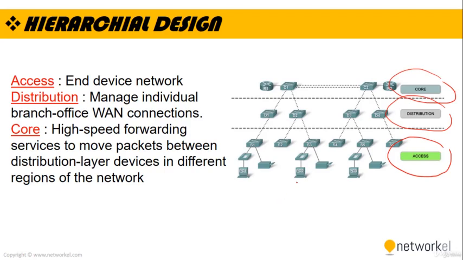In the access layer, this is the network of the end devices such as PCs, IP phones, printers, and some layer 2 switches and something like that. The distribution layer manages individual branches of its wide area network connections, and the core layer is the layer which provides high-speed forwarding services to move packets between distribution layer devices in different regions of the network.